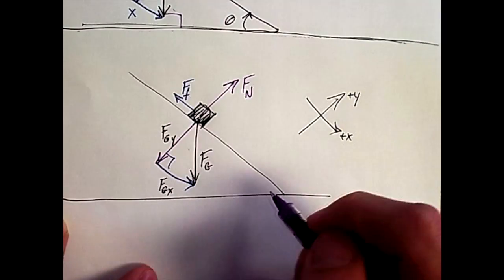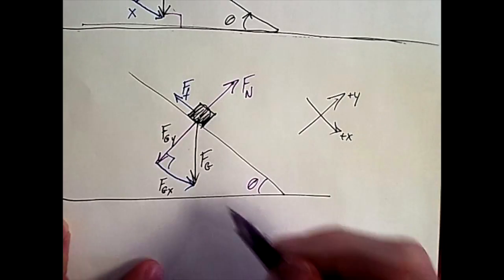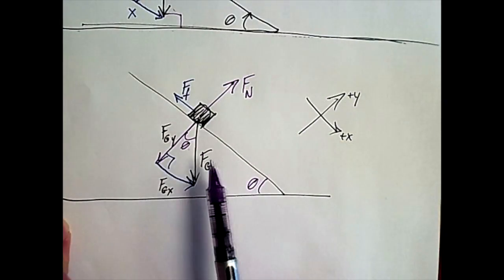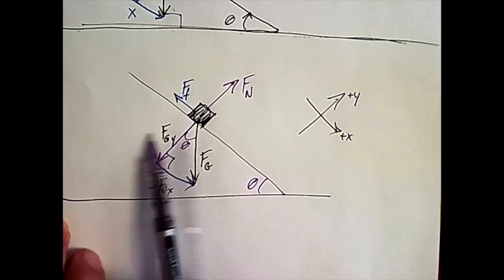So again, we know that this is theta, almost always presented in the problems, and through geometry we found that this is theta. So then we can go ahead and resolve F of g into F of gy and F of gx based on this right triangle.